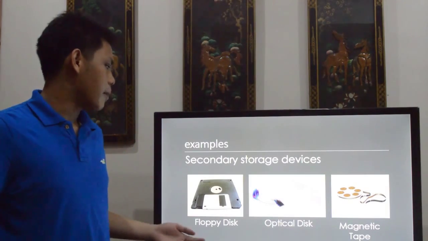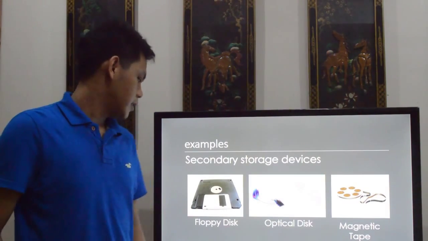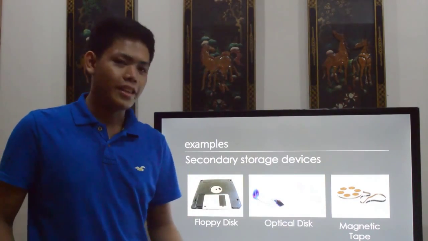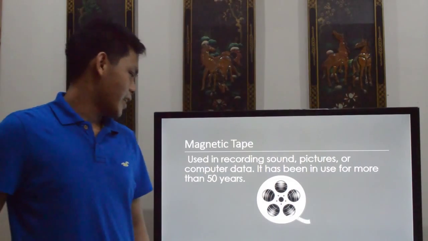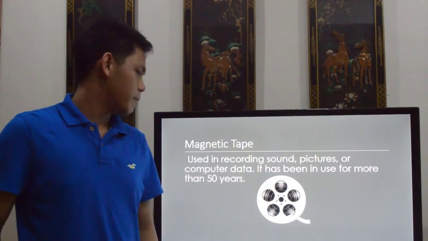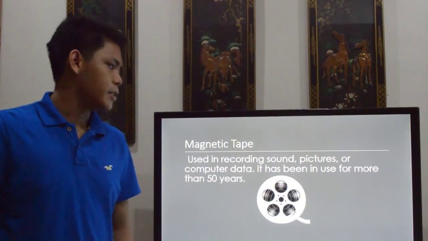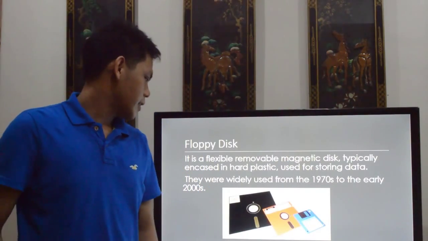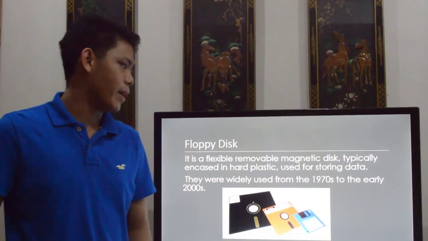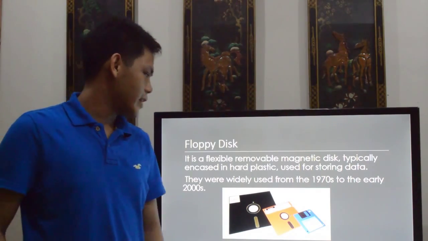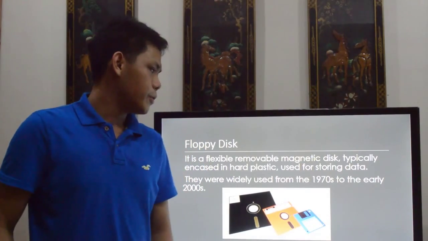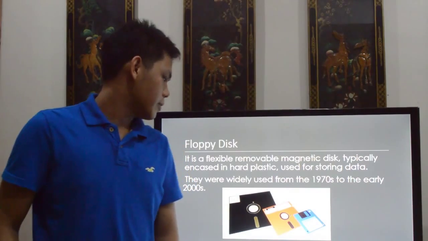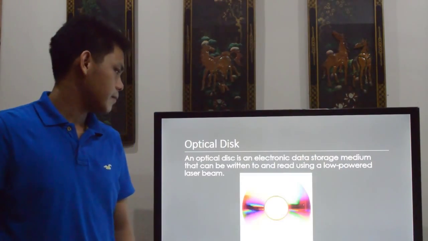These are the examples of secondary storage devices: floppy disk, optical disk, and magnetic disk. Magnetic tape, I mean, magnetic tape is used in recording sound, pictures, or computer data. It has been in use for more than 50 years. A floppy disk is a flexible, removable magnetic disk, typically encased in hard plastic, used for storing data. They were widely used from the 1970s to the early 2000s.